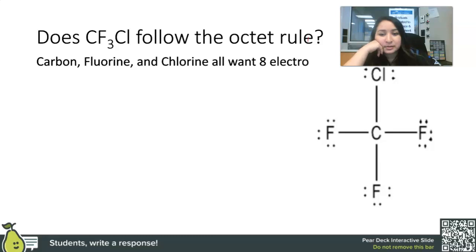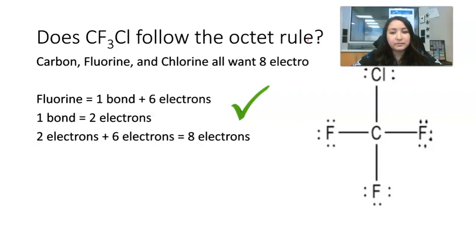So let's look at our chlorine. Does chlorine follow the octet rule? So how many electrons does it have? It has 6. Oh, we're doing fluorine first. Well, anyways, it's the same thing. Fluorine has 7 valence electrons, but right now the remaining ones on here, there's 6 of them. And there's 1 bond coming out of it. So each bond represents 2. So the 6 electrons plus the 2 from the bond, 6 plus 2, gives me 8.